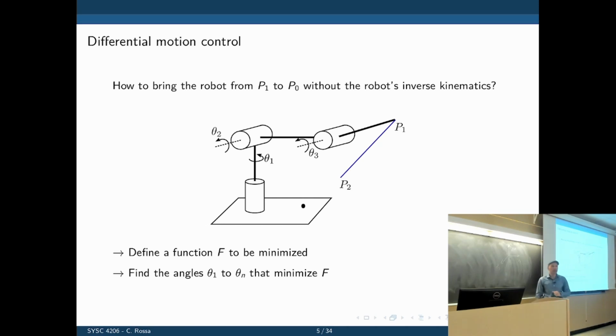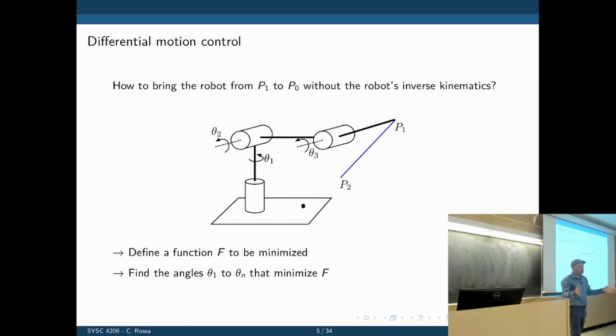And the answer is very simple. Let's create a function, and that function is the distance of the robot from P1 to P2. And now let's find the angles of the robot that will minimize that cost function, that will minimize that error. So we'll turn this into an optimization problem, but it doesn't use the inverse kinematics of the robot. We'll use the forward kinematics of the robot. So we're going to incrementally change these angles and watch how the end effector moves. And based on that trend, we'll find a way to approximate the solution by slowly moving it towards P2. Right? So this is an optimization problem.